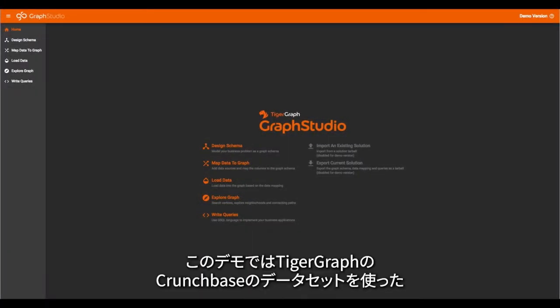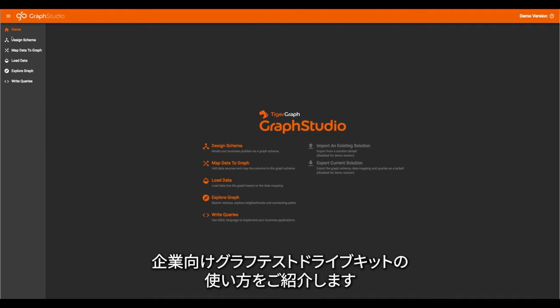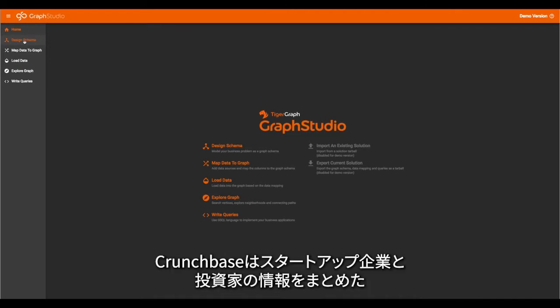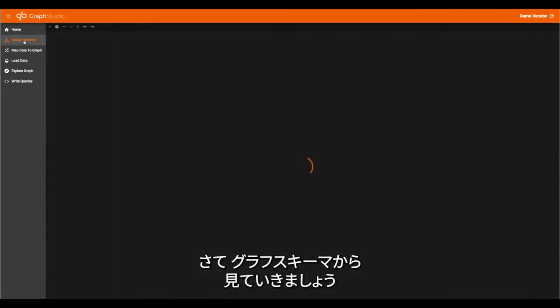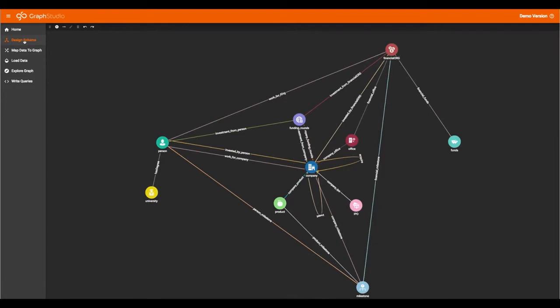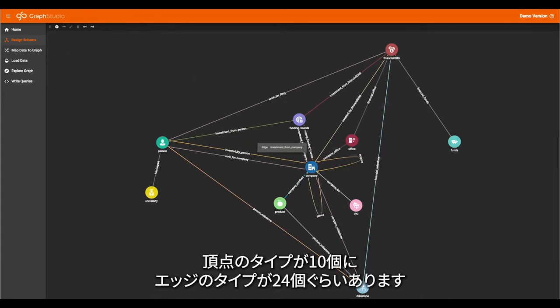Hi, this is a demonstration of TigerGraph's Enterprise Graph Test Drive Kit using a dataset from Crunchbase, a leading database about startup companies and their investors. Let's start by looking at the graph schema. Our schema has 10 vertex types and about 24 edge types.